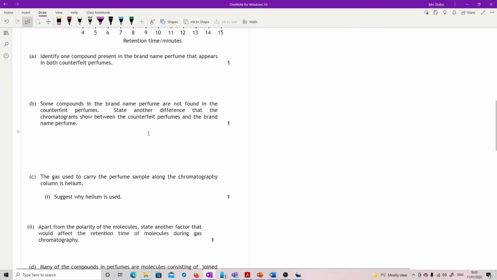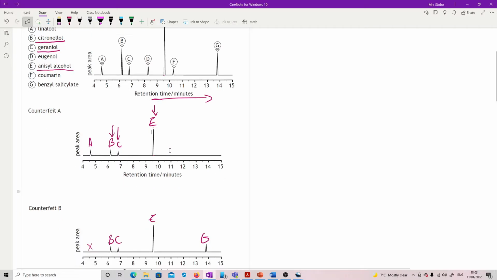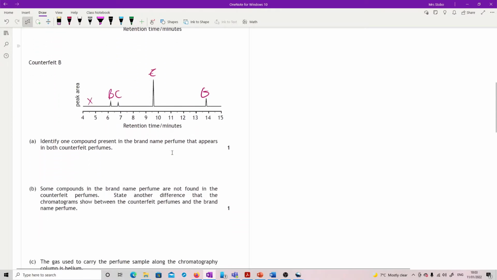Some compounds in the brand name perfume are not found in the counterfeits. State another difference that the chromatograms show between the counterfeit and the brand name. So not just about what's not there. What you've got to look at is obviously the retention times are the same because it's the same compounds. The only thing we have a difference of is the peak in the chromatogram. So what the peaks mean is that you have smaller concentrations of each of these compounds in the counterfeits than you do in the original.